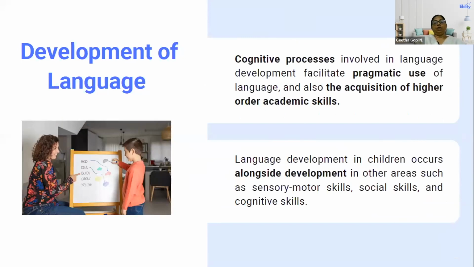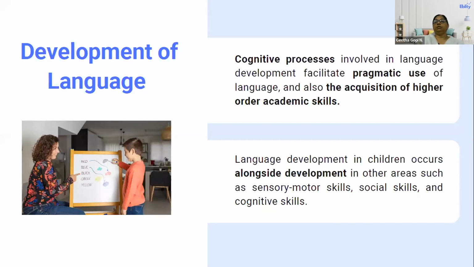To understand a little bit about language development: language development doesn't happen in isolation. It actually happens as part of regular child development in all other domains. So while the earliest form of development takes place in the form of sensory motor skills, and then social skills, cognitive skills, all these things are happening concurrently, and at the same time speech and language development also happens. So this has to be viewed as a very important part of the total child development process.